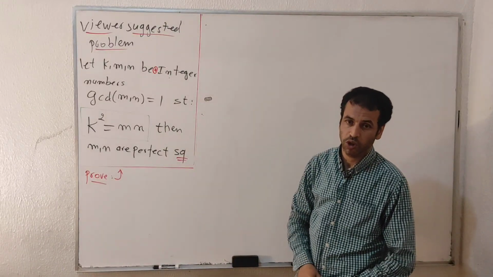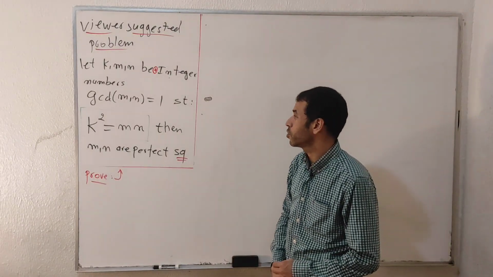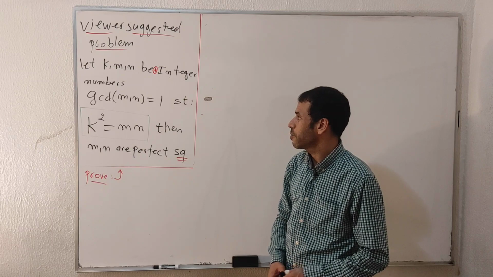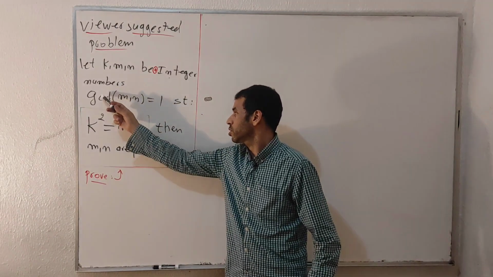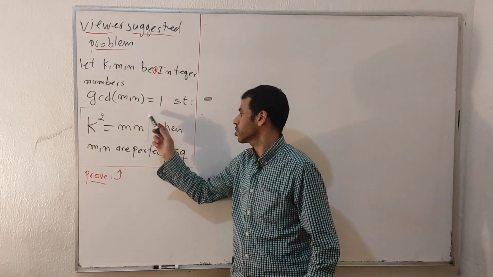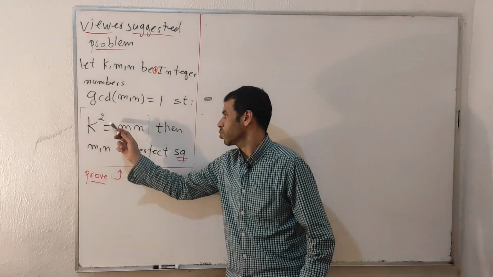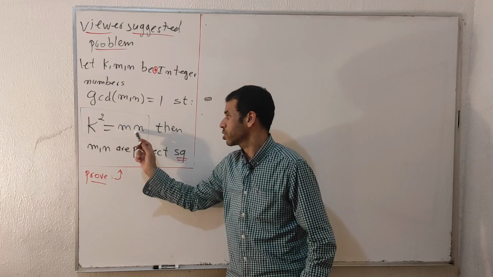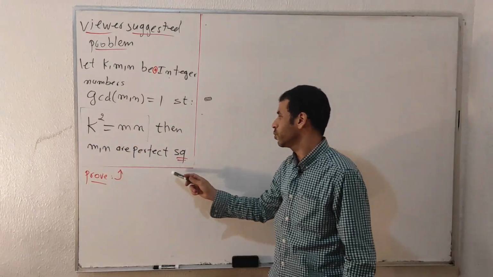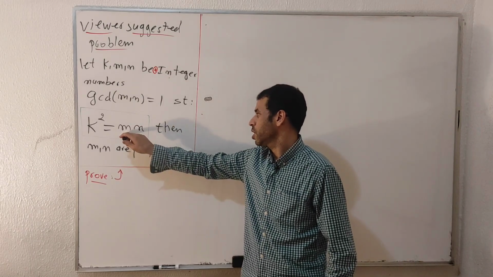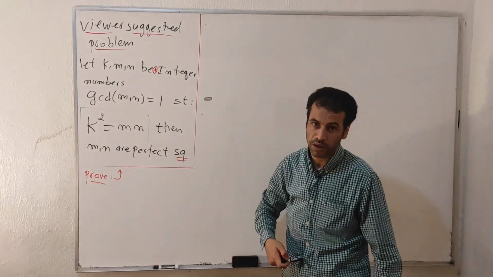In today's video, I would like to introduce a very nice problem that was suggested by a viewer. Here is the following setup. Let k, m and n be positive integers such that gcd(m, n) equals 1, such that we have the following equation: k squared, a perfect square, equals the product m times n. Then our goal is to prove these integers m and n are perfect squares under these conditions.